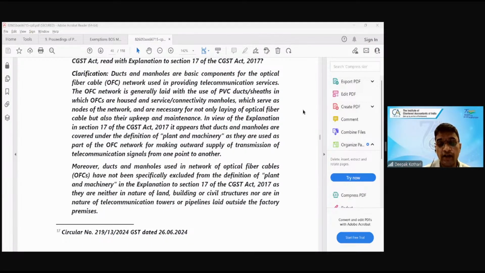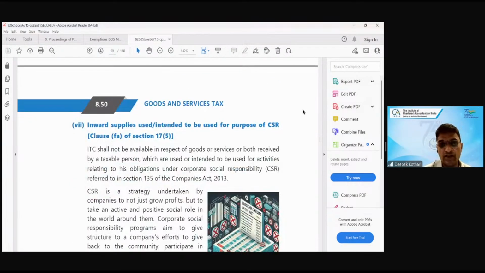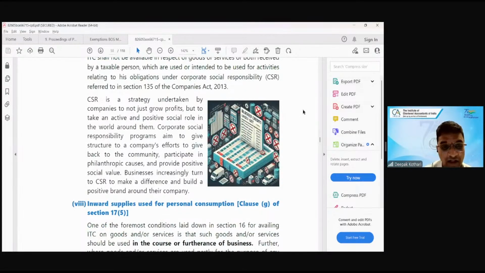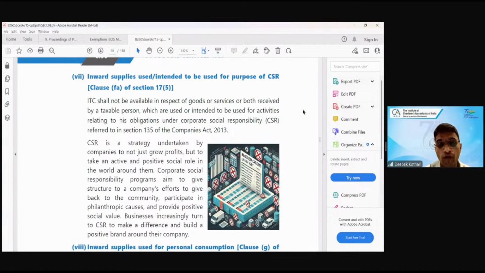Then 16.6 and 18.8.50. Yeah, 16.6 we had discussed last class, but we had discussed over 8. And what is the query on 18.8.50? Any inward supplies? One of the blocked credits, which we had seen in our PPT also, is any ITC which is used for the purpose of CSR, or corporate social responsibility. Any ITC which we use for the purpose of CSR. What is CSR? CSR means corporate social responsibility.